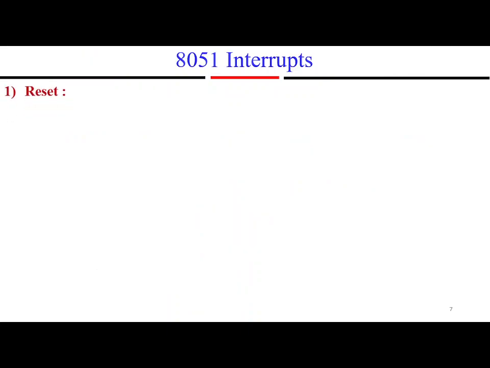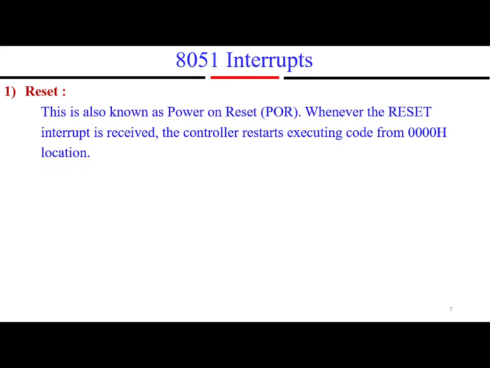We'll see each in detail. The first one is the reset interrupt. This is also known as power on reset. Whenever the reset button is pressed, it gives the reset interrupt to the controller and the controller restarts executing the program from the 0000H location compulsorily, so it cannot be avoided.